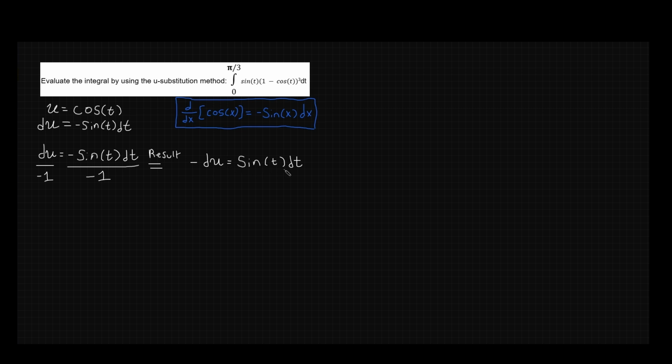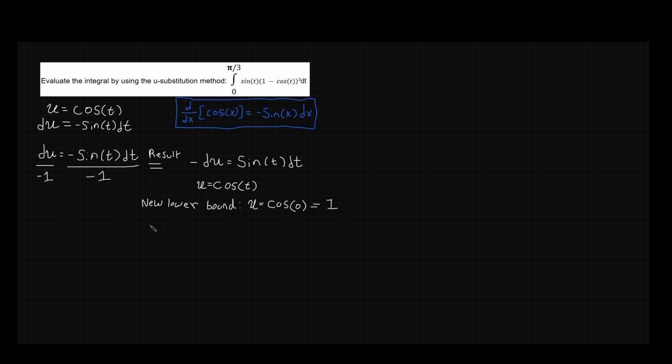Before we plug in our substitutions, we have to evaluate the new bounds. This is going to be our new limits of integration with respect to what we have just set u to, cosine of t. We have u equals cosine of t. Now we want to find the new lower bound. We can do that by saying that u equals cosine of our current lower bound in this problem, which is 0. Cosine of 0 is going to equal 1.